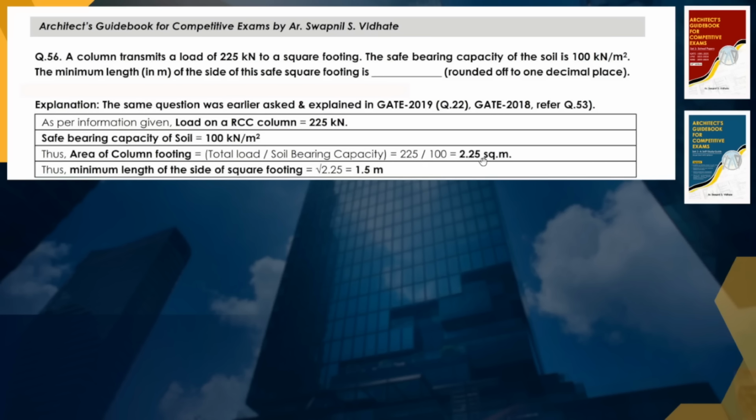The answer will be 2.25 square meter. Now because it is a square footing, the minimum length of the side of the square footing will be the square root of 2.25, which is equal to 1.5 meter, right? So here the expected answer as per the final answer key is exactly 1.5. There is no range provided for this answer. So 1.5 is the only correct answer for question 56.